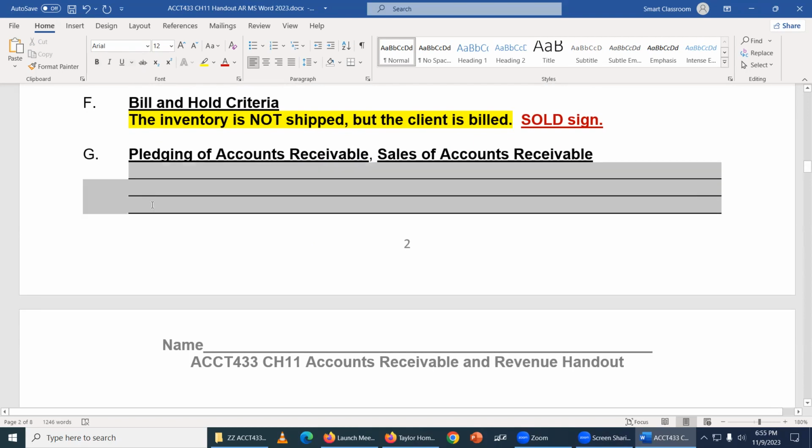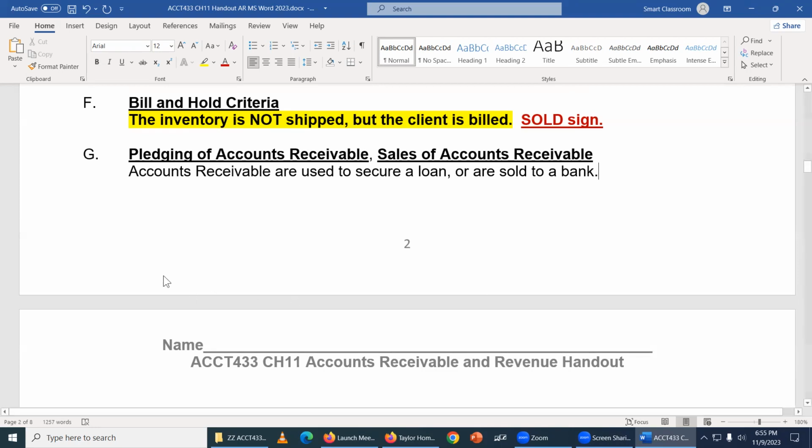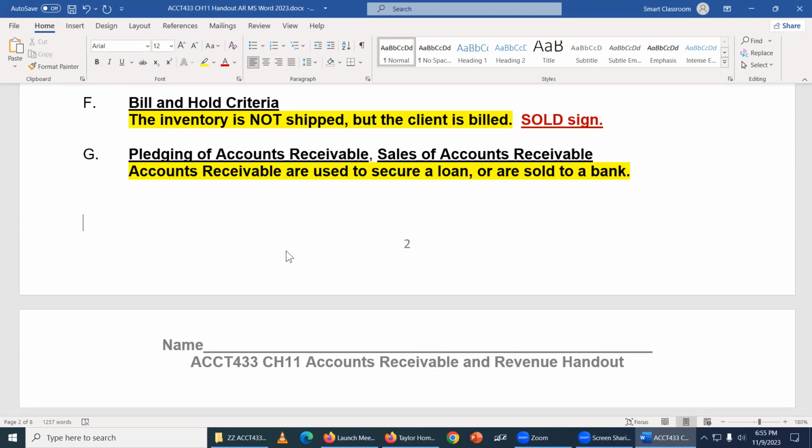Okay, pledging. So this is when accounts receivable are used to secure a loan or sold to the bank. And the reason why this can be a problem is the question is, does the company really own these? Any cash collected on those accounts receivable is going to go to the bank to pay off the loan. Or if they're already sold to the bank, the bank's already given them the money for it, and their collection basically is an IOU to the bank. It's payable to the bank.